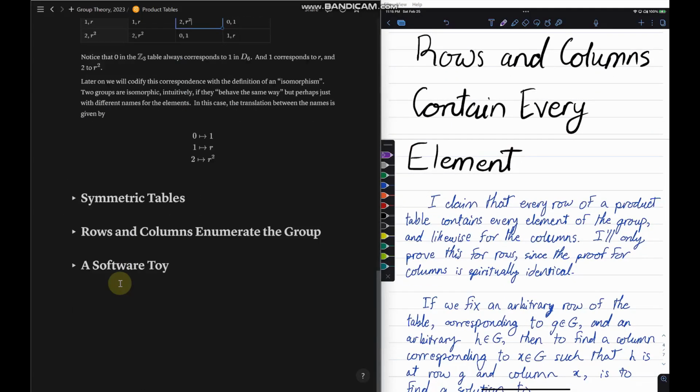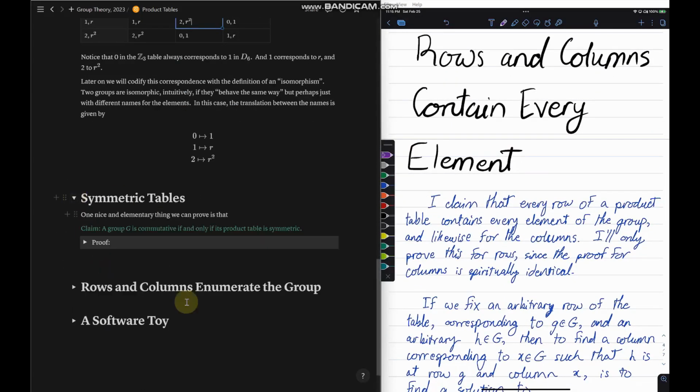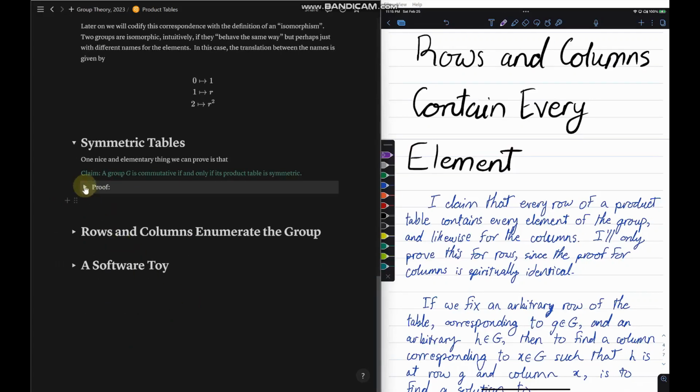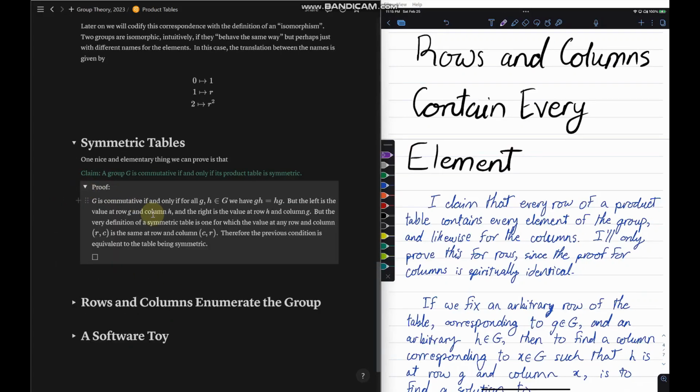Okay, there is a little intro to product tables. Now we're going to make a claim and give a proof. I claim that every row of a product table contains every element of the group, and likewise for the columns. I'll only prove this for the rows, since the proof for the columns is spiritually identical to that for the rows.